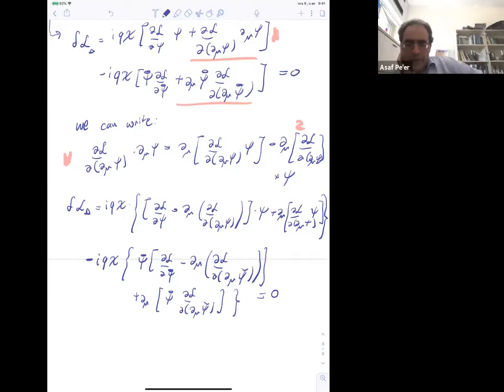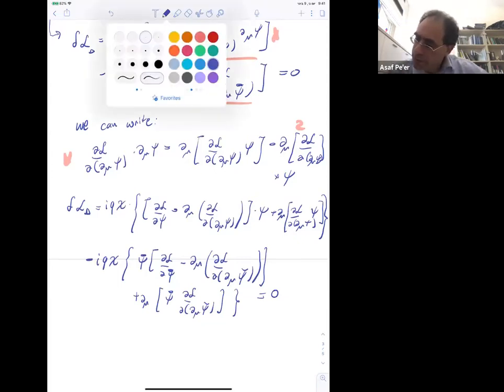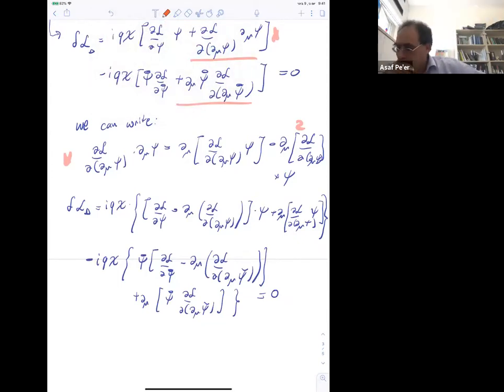Not very complicated math, right? It's kind of standard. But of course, why did I do that? What was my motivation? What is this term equal to?